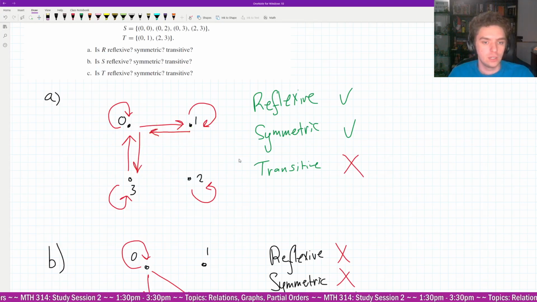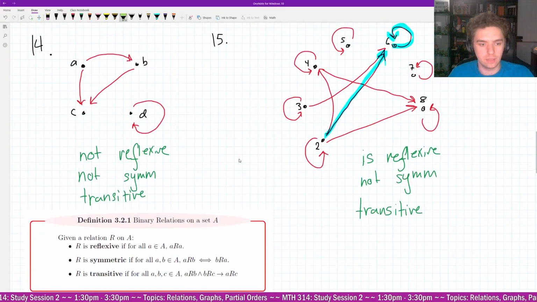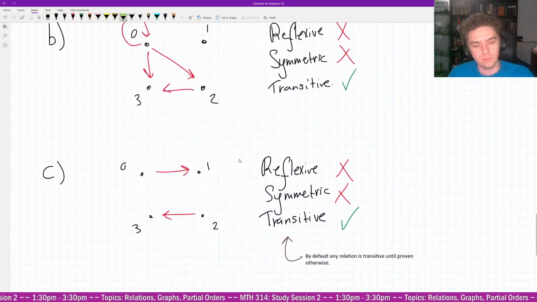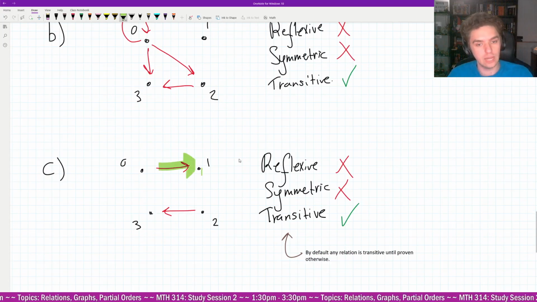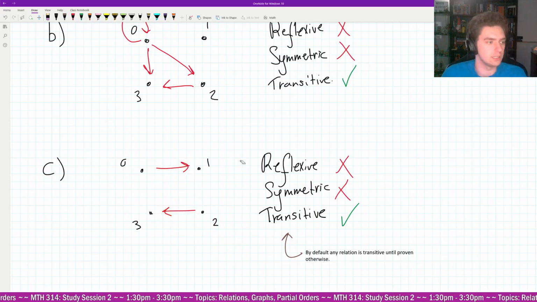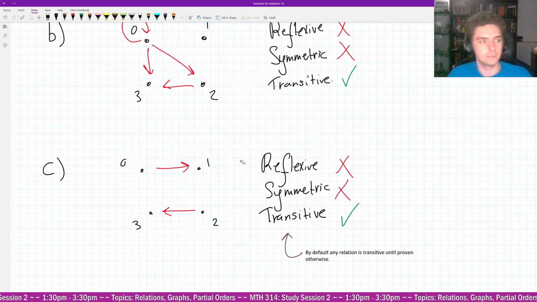Did I have another non-transitive example up here? No, these are both transitive. So here, there's just nothing to check. I don't have some sort of link like this, right? I don't have any kind of link. I just have 0 to 1. I just have 2 to 3. So since there's nothing to check, it just by default is transitive. You just say yes. Does that make sense? What I'm saying there?